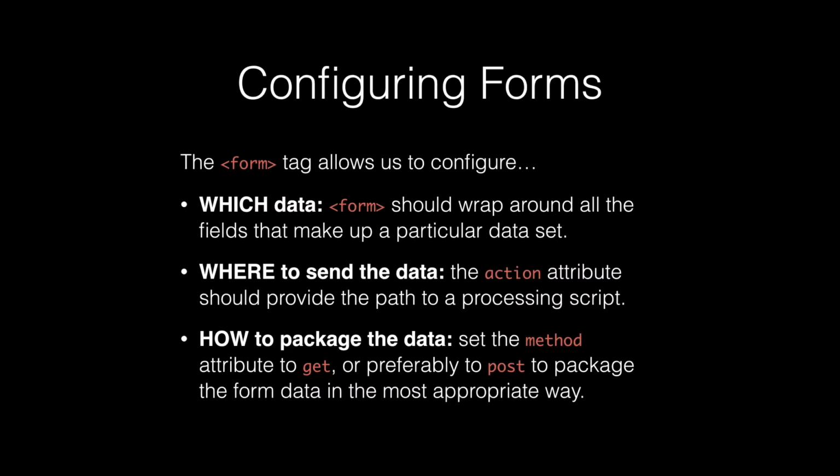So when we provide the method attribute, we can set it to get or preferably to post in order to package our form data in the most appropriate way. So get and post are just two examples. There are several different verbs, and we'll look at a few other ones a little bit later in our course. But get and post are the common ones for dealing with server-side scripts and form data.